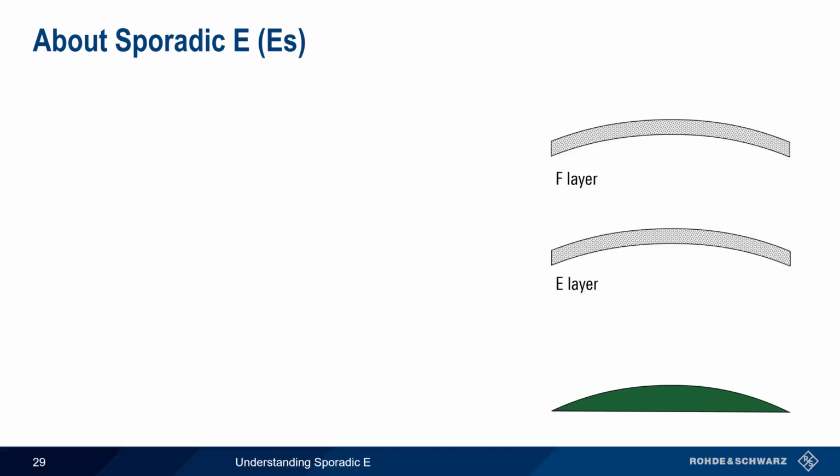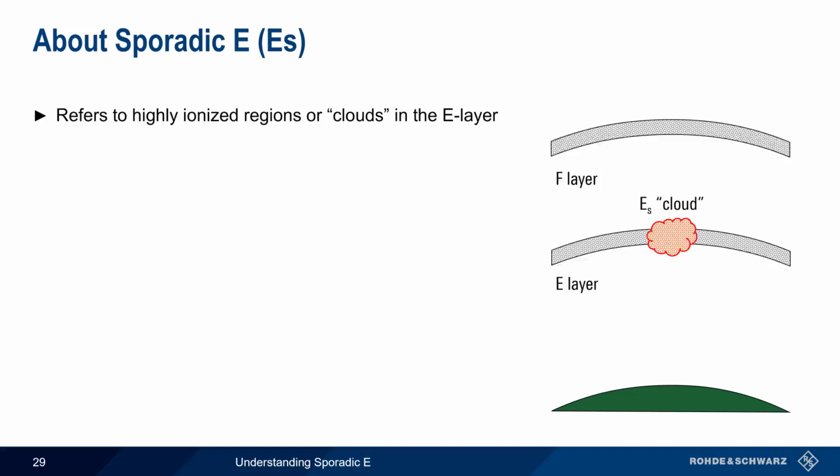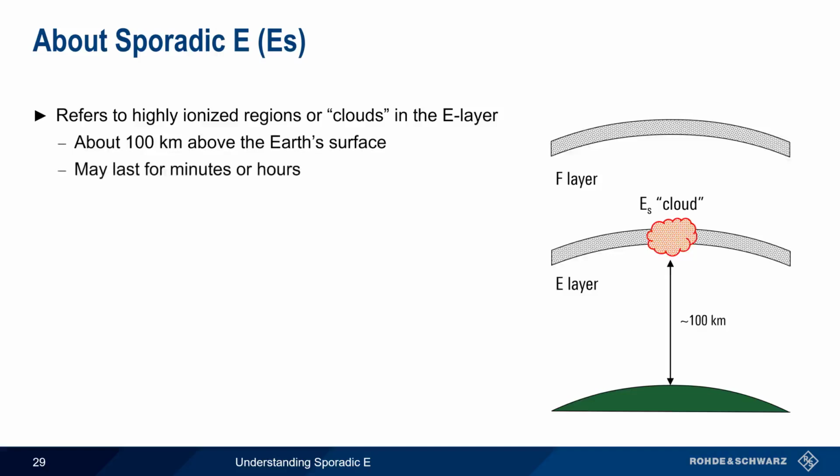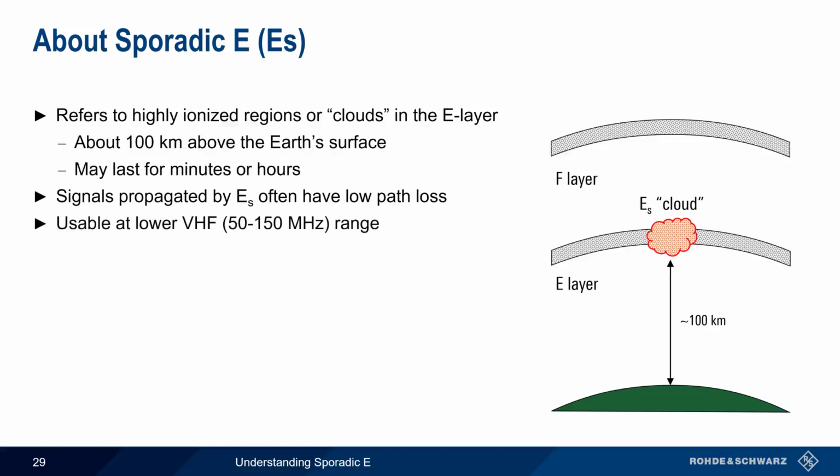Sporadic E, sometimes also called E-skip or ES, refers to propagation by means of these highly ionized regions or clouds in the E layer of the ionosphere. This phenomenon takes place at an altitude of approximately 100 kilometers above the Earth's surface, and it can last for minutes or even up to an hour or more. The signals propagated by sporadic E often have low path loss, and therefore lead to high received signal strengths at the receiver. Sporadic E is generally only usable at lower VHF frequencies.